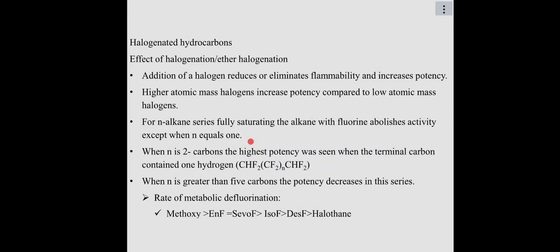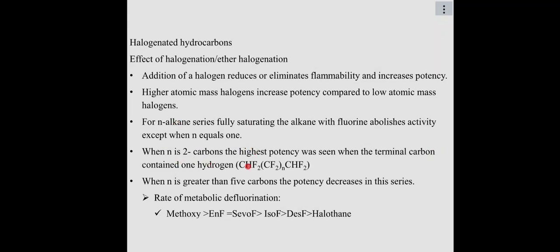But when N is greater than 1, then you find that the terminal groups, whether the beginning group or the end group, should have a hydrogen for maximum activity. But when the carbon is only 1, like in methane, you can replace all the hydrogens with fluorine with retention of activity. But as you increase N, and we can understand why, because if you put so many halogens, then again you are increasing the lipid solubility to an extent that the drug will undergo depotization. So for the N-alkane series, fully saturating the alkane with fluorine abolishes activity except when N equals 1.